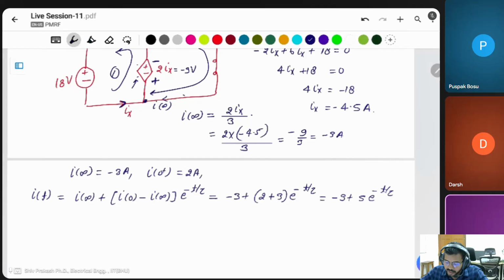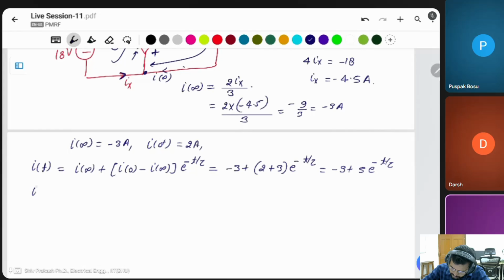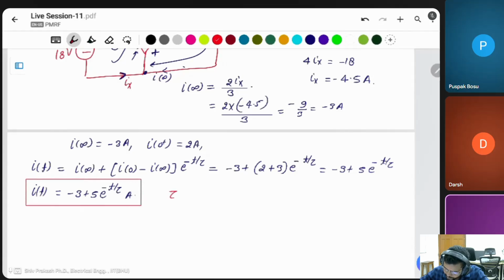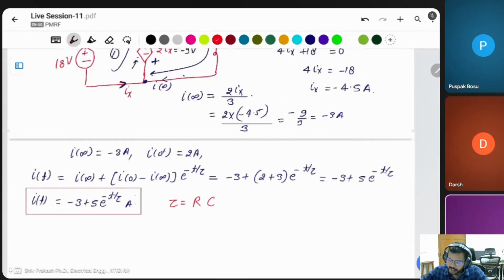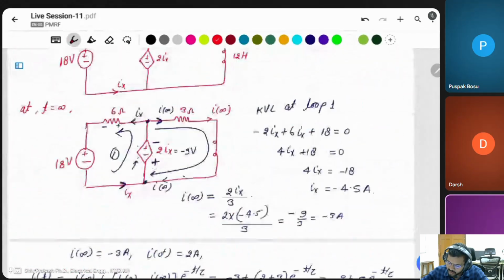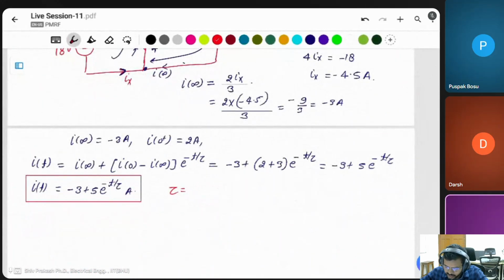Then we have to find the time constant tau. I write i(t) equals minus 3 plus 5 e to the power of minus t by tau. But what is tau? We know about the RC circuit; here there is only an RL circuit. Sorry, in the case of an RL circuit, tau will be L divided by R. There is a single inductor, but the resistance is different. Then this will be R equivalent. Then we have to find the R equivalent in this circuit.